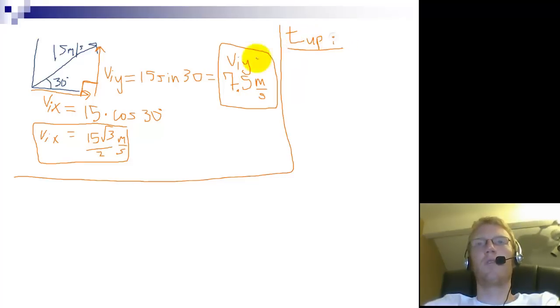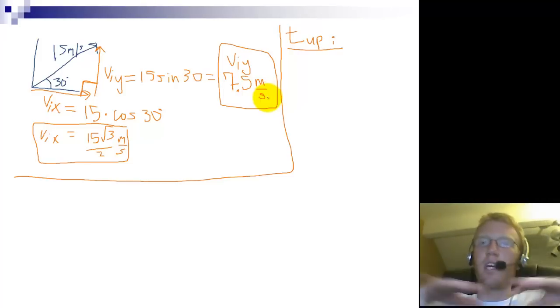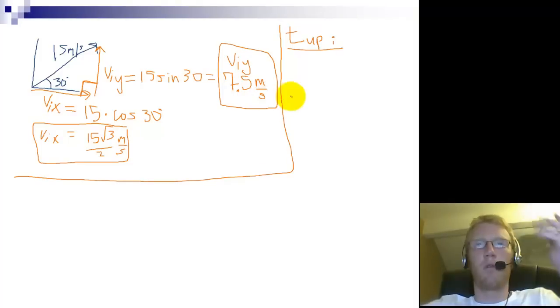So what things do we know about it? Well, we know at the beginning the vertical direction velocity is 7.5 meters per second. If we're trying to find the time it takes to go vertically upward, we don't really care that it's moving sideways. We only care about the motion up and down. So we have that v initial in the y direction is 7.5 meters per second.